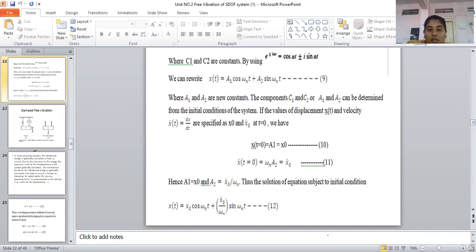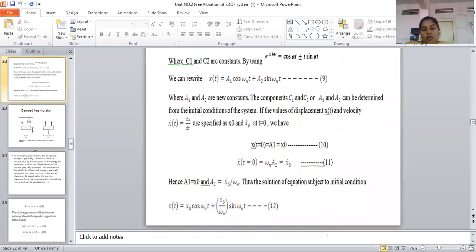The critical damping Cc is defined as the value of damping C for which the value of the radical part becomes zero.